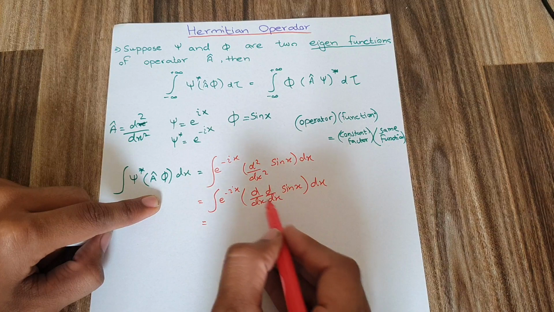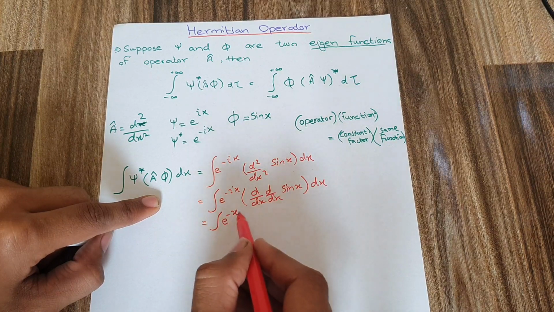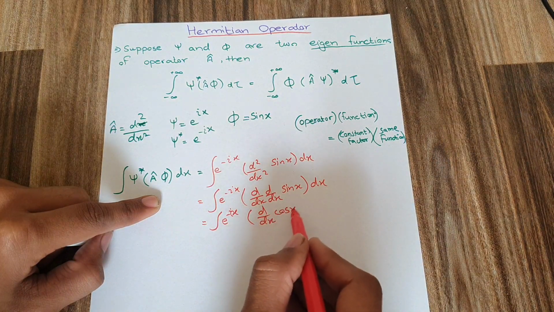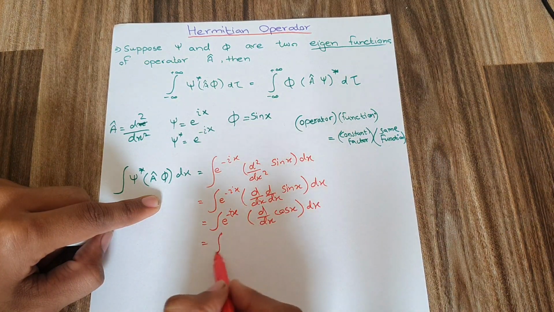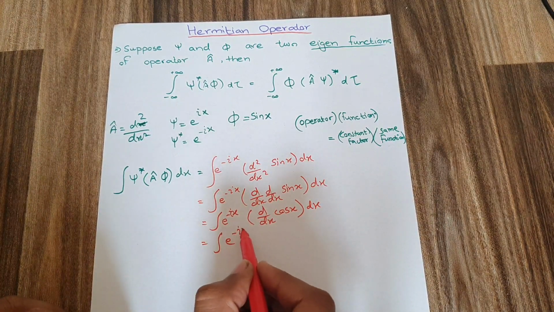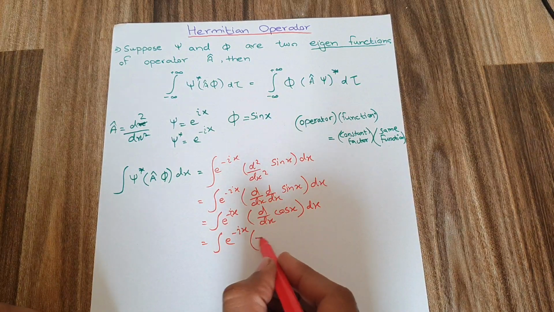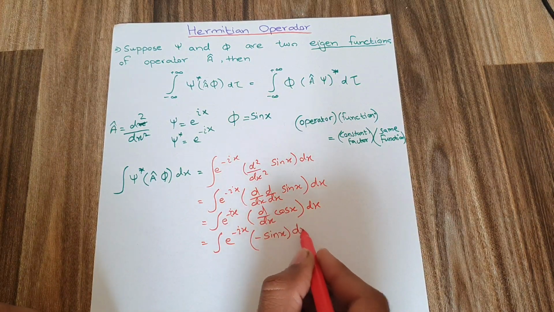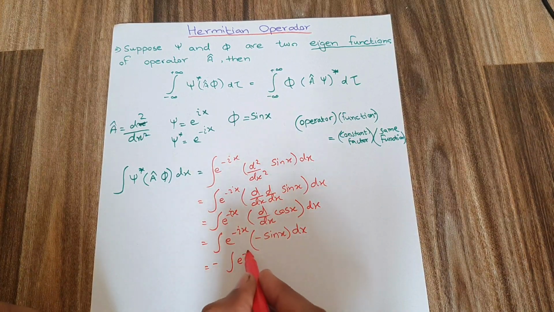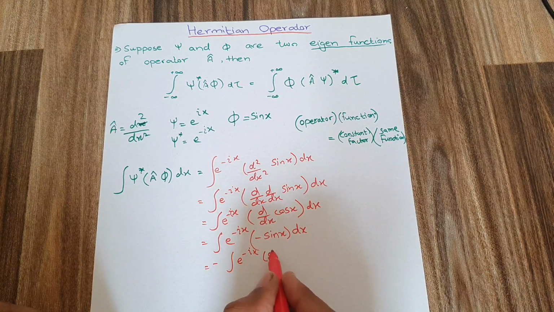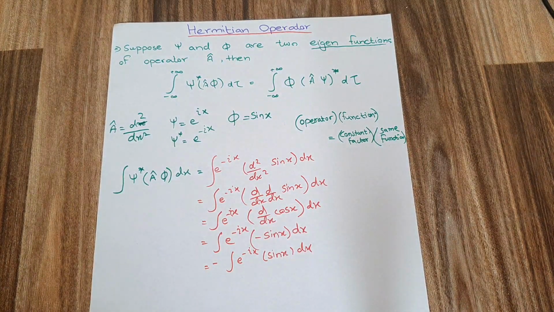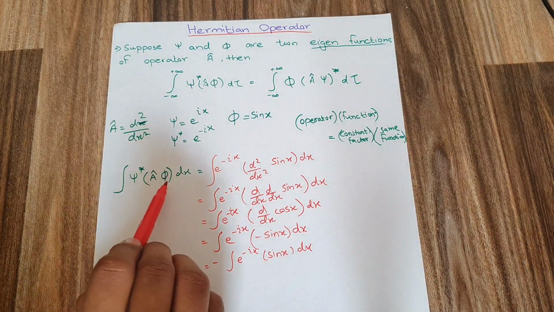So the first derivative of sin x, what is the first derivative of sin x? The first derivative of sin x is cos x. So the first derivative becomes cos x dx. The next derivative of cos x becomes minus sin x dx. So this minus will go outside. My answer becomes equal to e raised to the power iota x, sin x dx. So this is my answer that I get when the operator A is applied on the function phi.